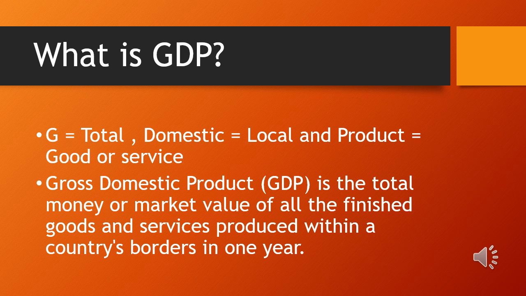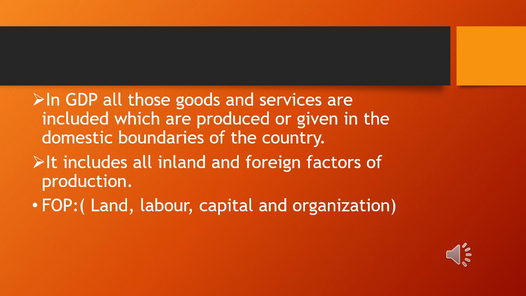My dear students, the products of other countries are not included in the GDP of your country. For example, all the products of other countries in Qatar are not included in its GDP. So, we can say that foreign goods are not included in GDP. In GDP, all those goods and services are included which are produced or given in the domestic boundaries of the country. It includes all inland and foreign factors of production.